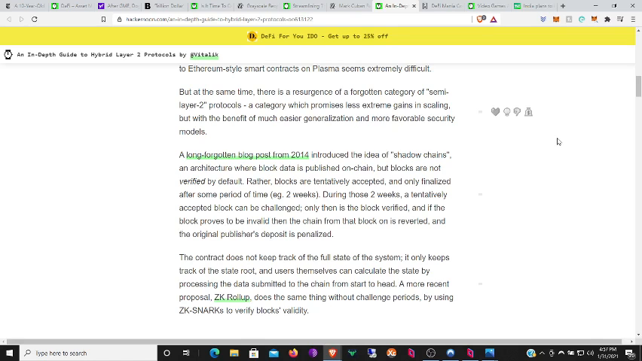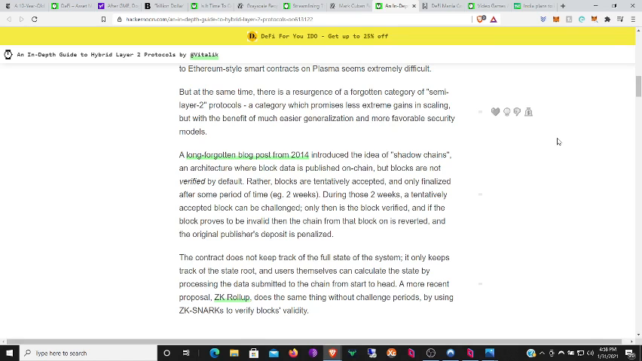Rather, blocks are tentatively accepted and only finalized after some period of time, say 2 weeks. During those 2 weeks, a tentatively accepted block can be challenged. Only then is the block verified, and if the block proves to be invalid, then the chain from that block on is reverted, and the original publisher's deposit is penalized.